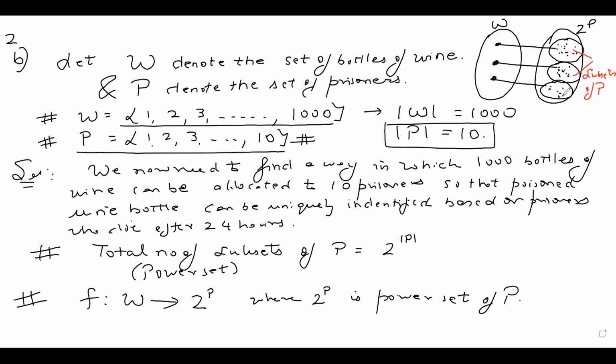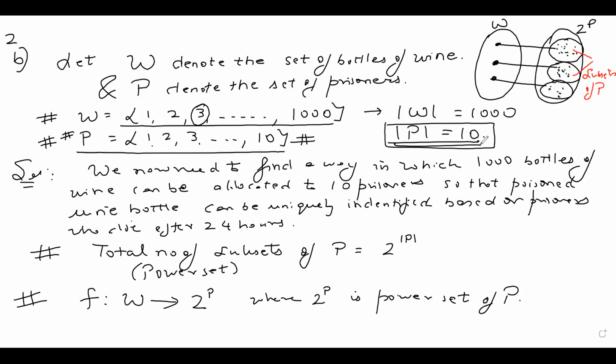It's completely possible that, for example, the third prisoner is having the 10th bottle of wine, 15th bottle of wine, 27th bottle of wine, and so on. So basically, one bottle of wine is going to go to multiple prisoners, and these prisoners are a subset of P. So the power set of P is nothing but the set of all subsets I can make. And remember, the number of subsets you can have is 2 to the power P, where P here is the cardinality, which is 10. Okay, so hoping all students have understood this mapping.